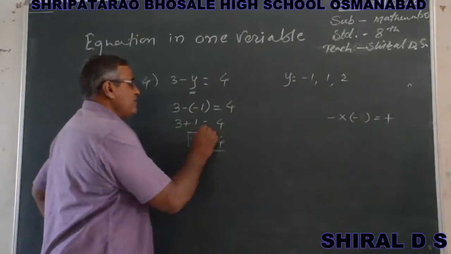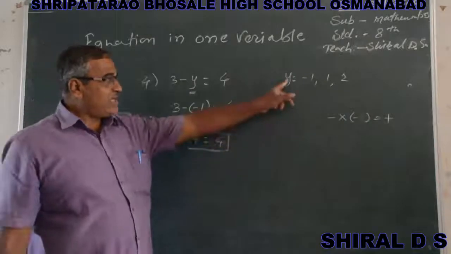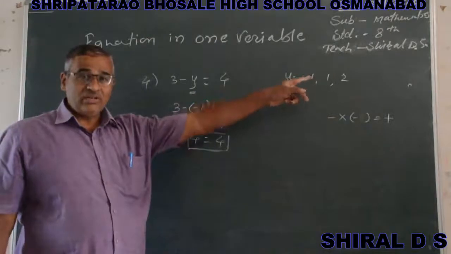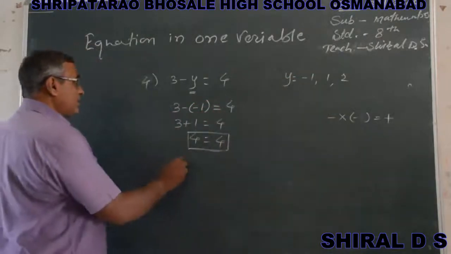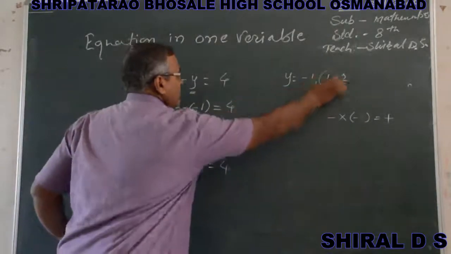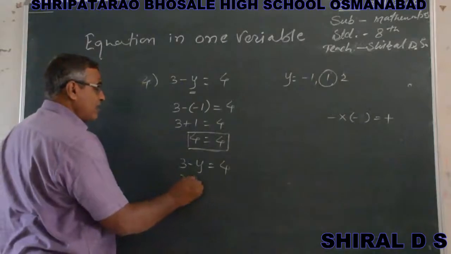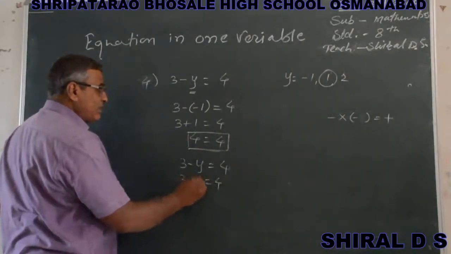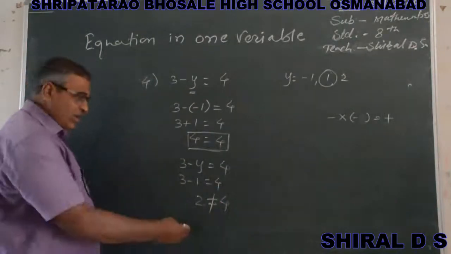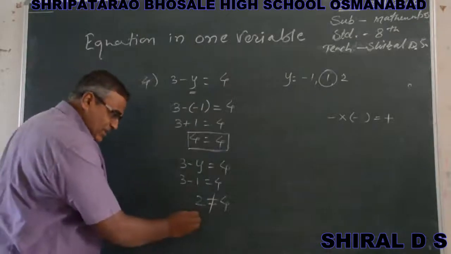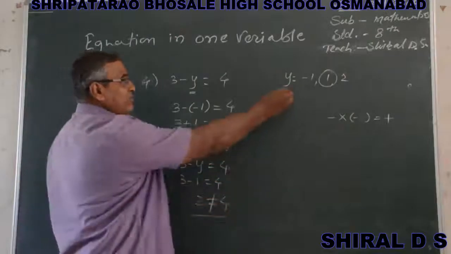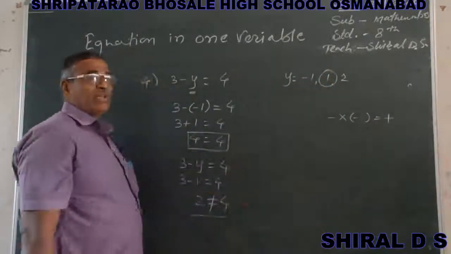Then we put here y is equal to 1 in this equation and decide whether y is equal to 1 is the solution of the given equation. Then 3 minus y is equal to 4. We know that y is equal to 1. So 3 minus 1 is equal to 4. 3 minus 1 is 2. 2 is equal to 4 is not possible here. 2 is not equal to 4. Therefore equation is not balanced here. Therefore y is equal to 1 is not the solution of the given equation.